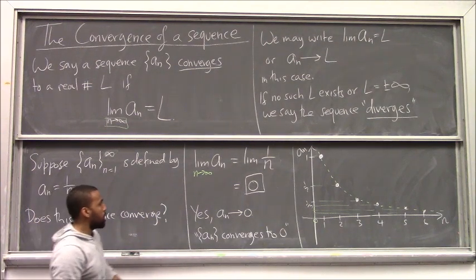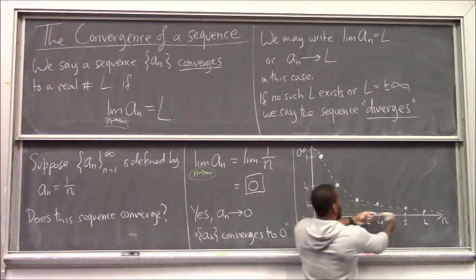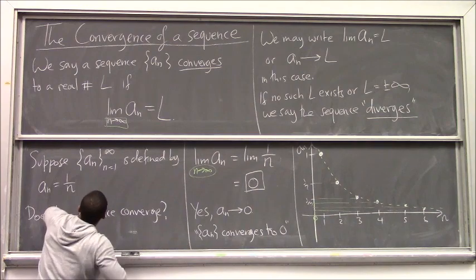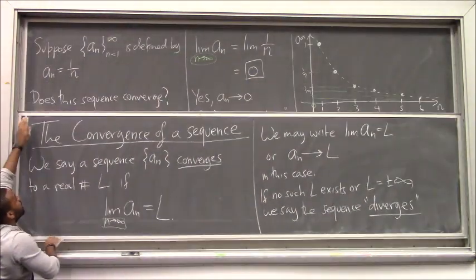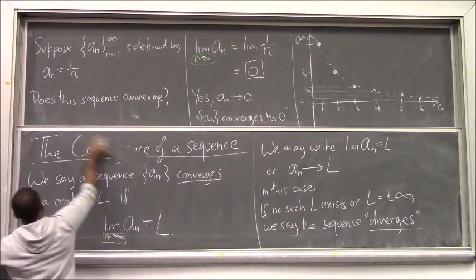But I can only talk about convergence as we go off to infinity, because for any intermediate step, I can't actually approach any intermediate point. So, the sequence 1 over n converges to 0. We can do another example.